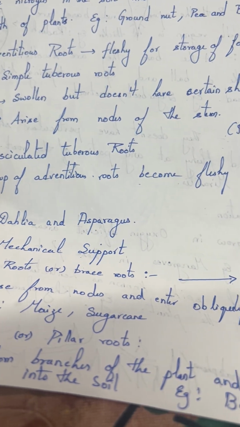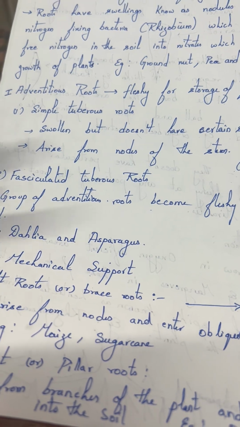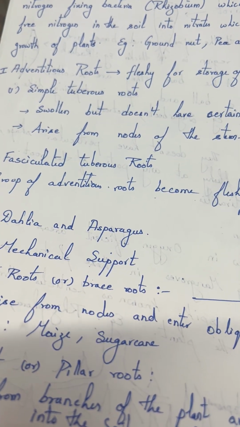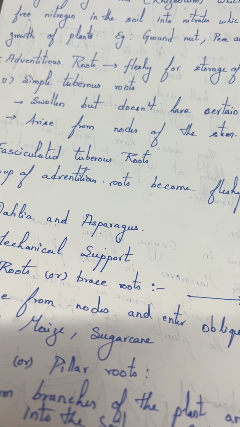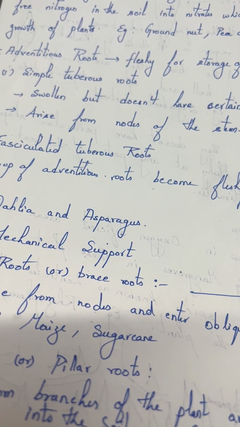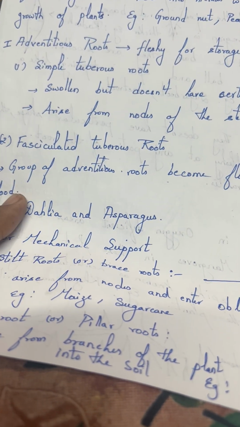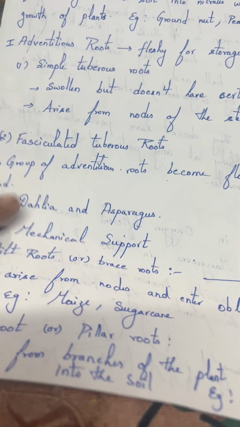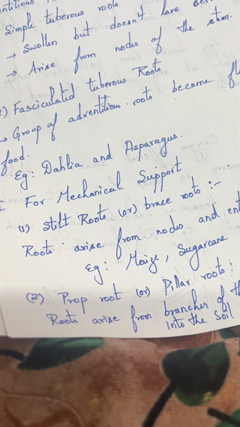A group of adventitious roots become fleshy due to storage of food. Here, clusters, a group of roots, club together and form tuberous roots. Examples are dahlia and asparagus. That is about the fleshy roots for the storage of food.